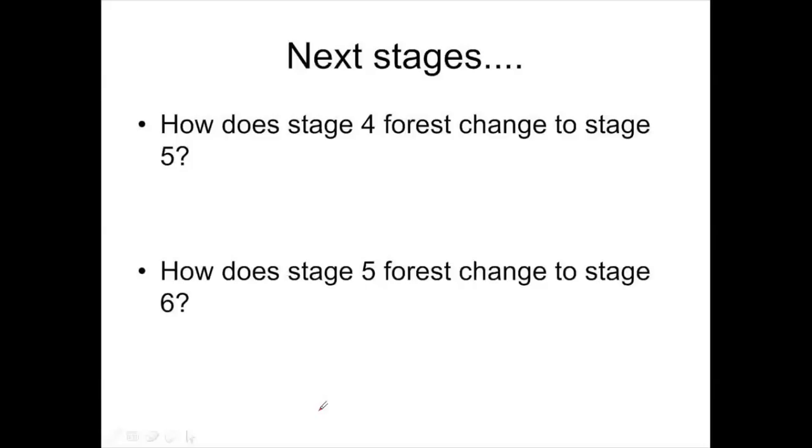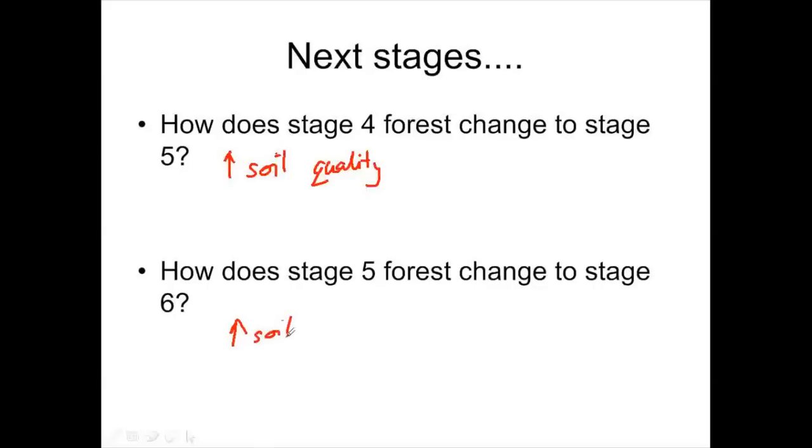Next stages. How does a stage 4 change into a stage 5? The main promoter of stage 4 to stage 5 will be the increase in soil quality. The older the forest gets, the better the soil will become, because of the plants just depositing more and more of this humus. That will keep on adding to the soil quality, will keep on increasing our nutrients, and that is what will promote the stage 5 to a stage 6 as well.